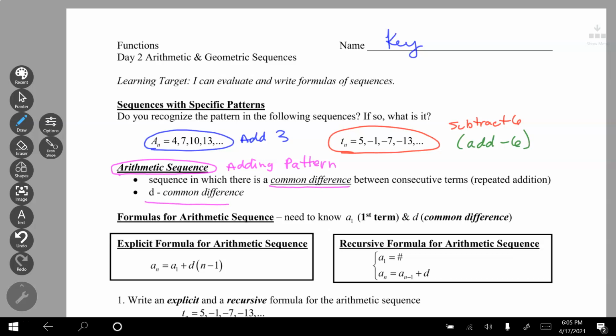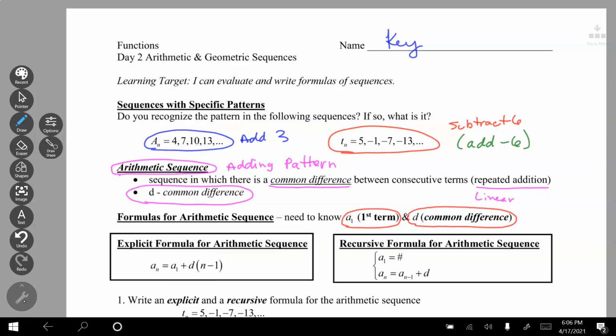And we're going to use the letter D for the common difference. And the idea is what we're doing. We are repeating addition. We keep on adding the same. It's repetition of addition. It is a linear pattern. So I'm going to use the letter A for arithmetic sequence. And the two things I need to know are a sub 1, the first term, and the pattern or the common difference, the D value.